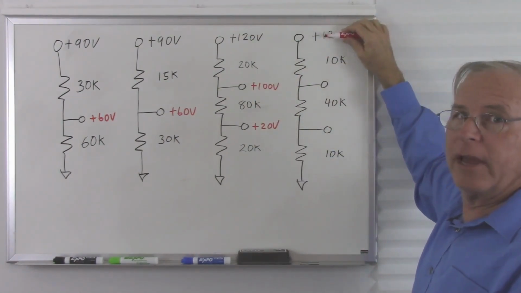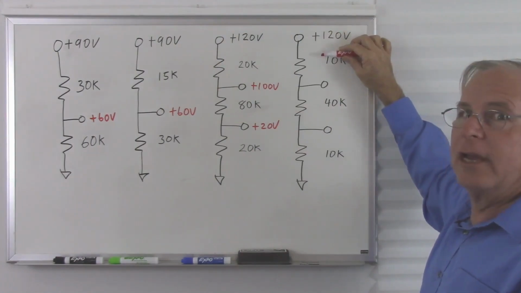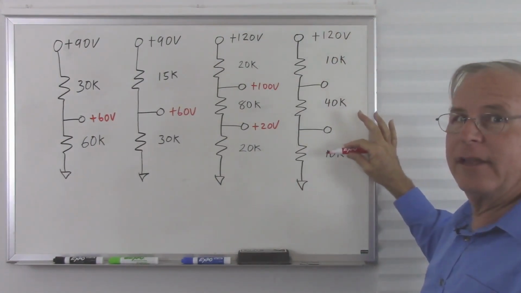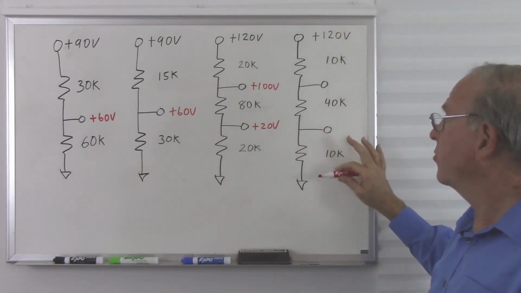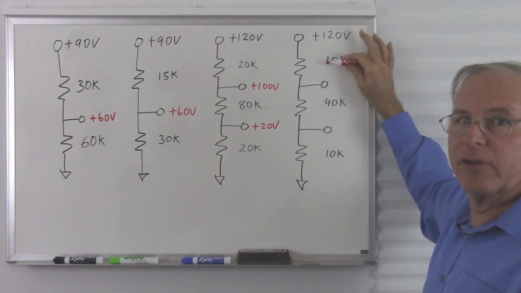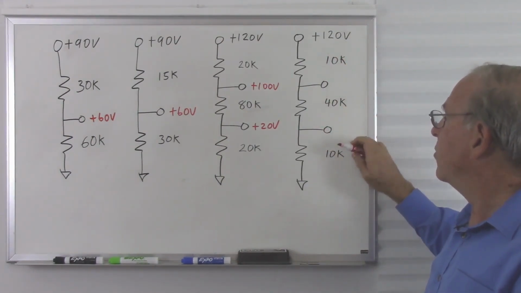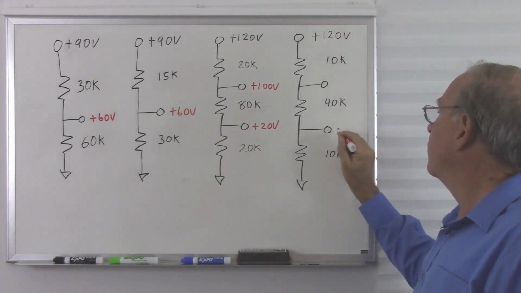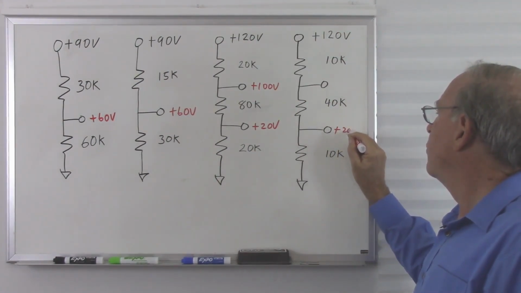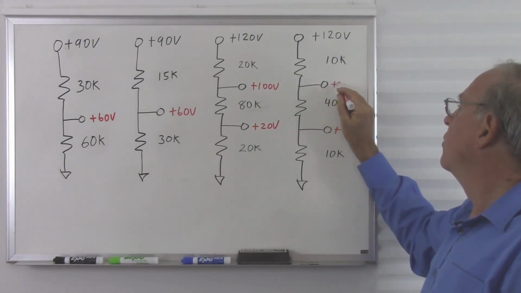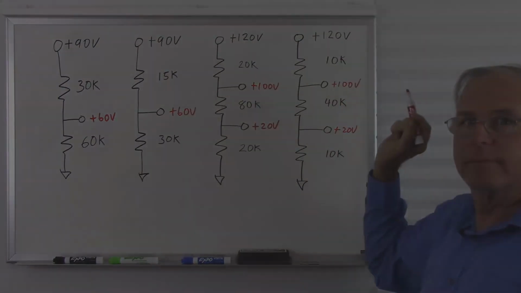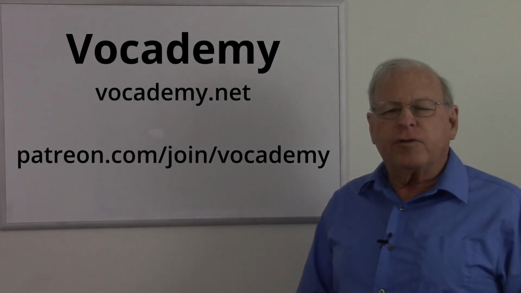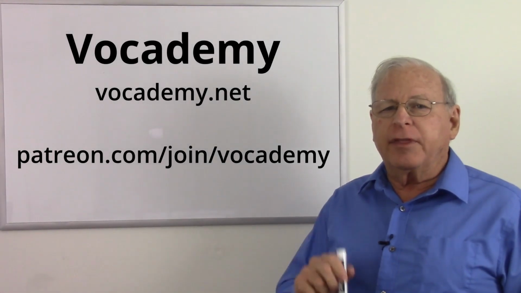And last but not least, we have here still 120 volts and 10K, 40K, and 10K. Notice the proportions are still the same. I simply cut my resistances in half. So once again, we have 20 volts, and 80 volts. So plus 20, 20 plus 100.